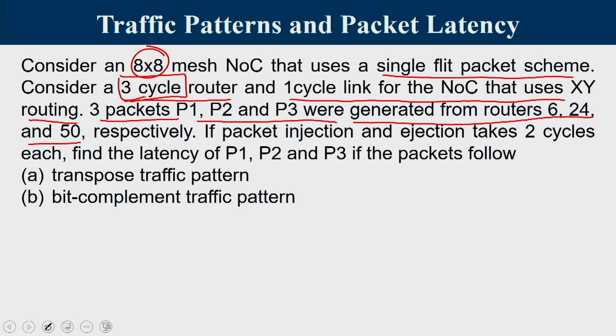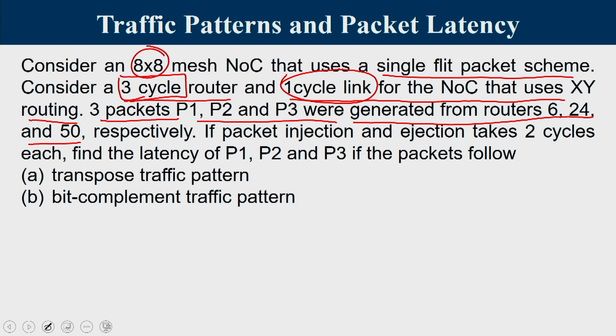We have learned different functionalities of the routers like buffer write, route computation, virtual channel allocation, switch allocation and switch traversal. Together, all these 5 operations are divided into 3 cycles, and it takes 1 cycle through the link. So, moving from one router to another, it will take 3 cycles inside the router, that is the processing time inside the router, and 1 cycle in the link. So, a total hop will take 4 cycles. It is using XY routing.